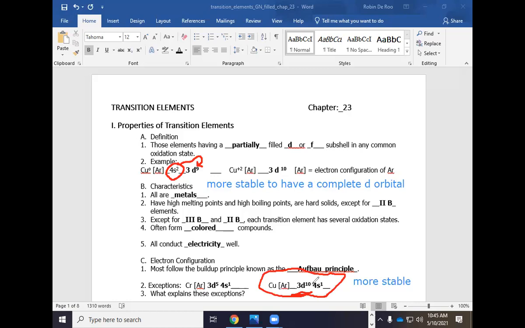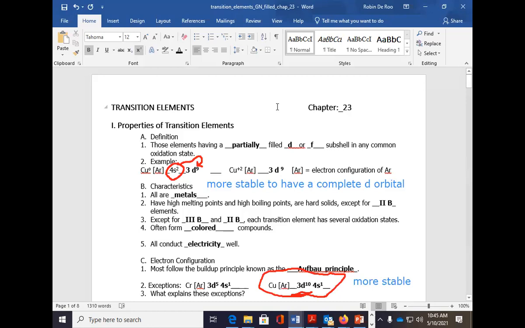Professor? Yes. I have a question about this one. If we take 2 electrons, then it should be 3D9 or 3D4. Oh my God. Yes, you're right. Oh, where is my brain? I was thinking it in my head. I don't know why I typed it different. Thank you so much. You're correct.